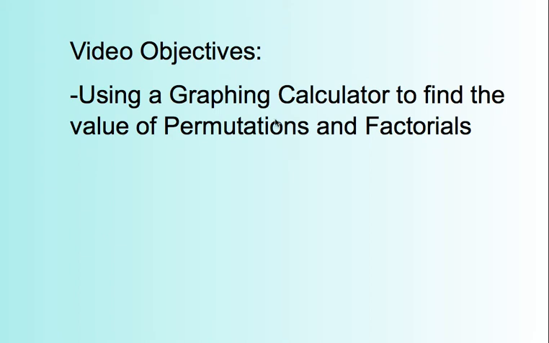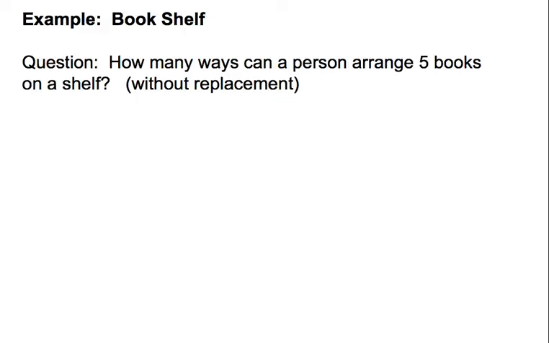All right, this video focuses on using the graphing calculator to find the value of permutations and factorials. So here's our first example. We have a bookshelf, and we want to figure out how many different ways we can rearrange the order of these 5 books. I'm going to do this a few different ways, and then I'll show you how to use it with the graphing calculator.